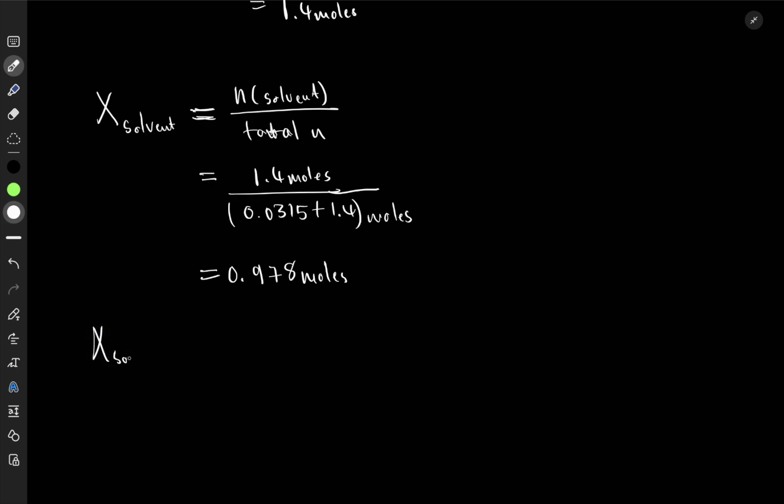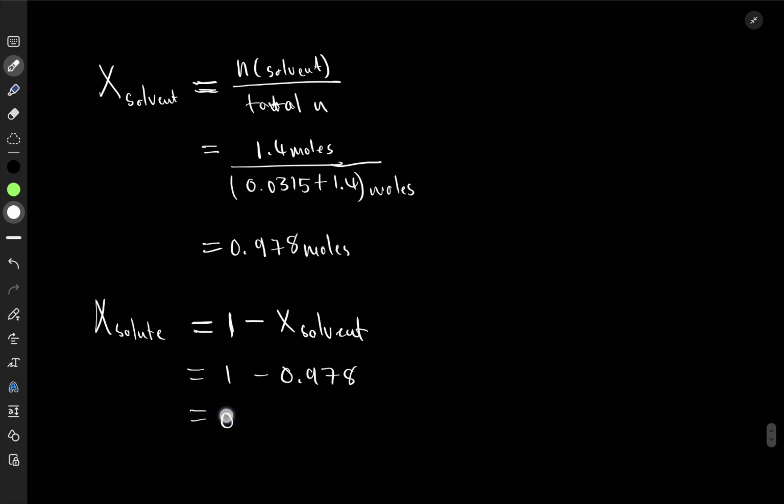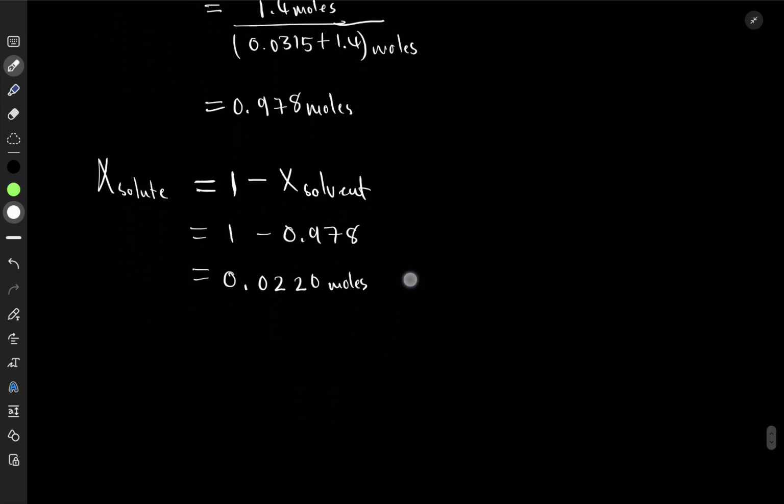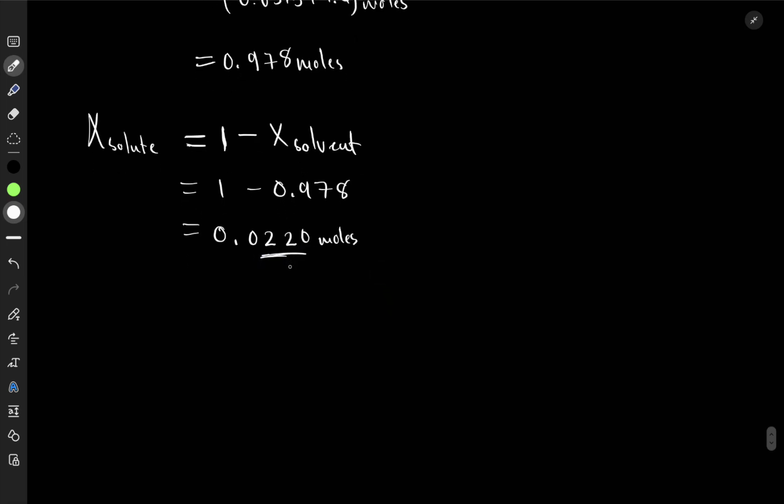We can say that X solute, although I would prefer you calculate it directly, for this I'm just going to do 1 minus X solvent, which is just going to be equal to 1 minus 0.978. You get 0.022. So this would be 0.0220. If we put it to 3 significant figures, it's 0.0220, because these two zeros in front are insignificant. We don't count them. We only count the one at the back.